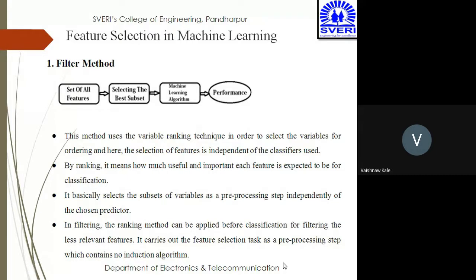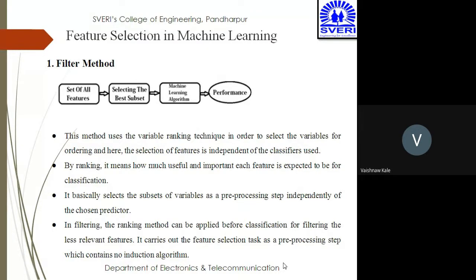So whichever classifier you use, it has no relation, because the features we are selecting are mainly the part before the machine learning algorithm. In the machine learning algorithm, whether you are using a classifier or regression, whatever you are using, that is a different part. Ranking means how useful and important each feature is expected to be for classification. The ranking method is applied on features so that you can come to know how much important each feature is that will be acting for the classification. It basically selects a subset of variables as a pre-processing step independently of the chosen predictor.